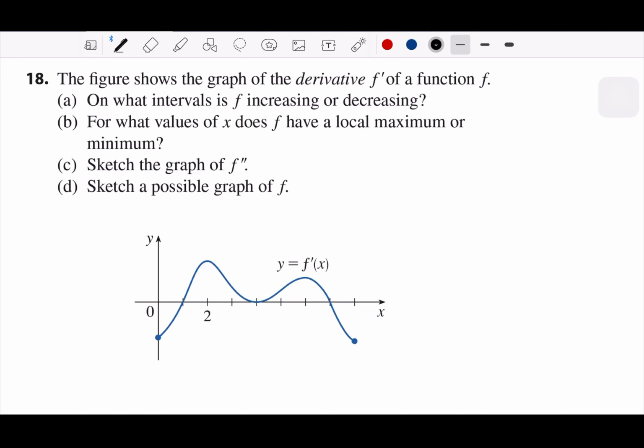When is f increasing? 0 to 2. 1 to 7. Okay, good, 1 to 7. That's when increasing.